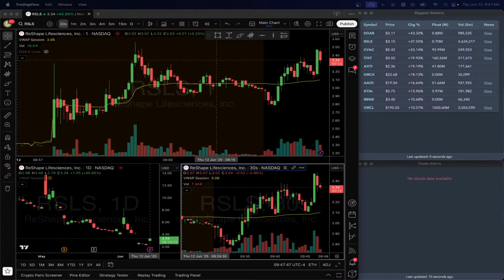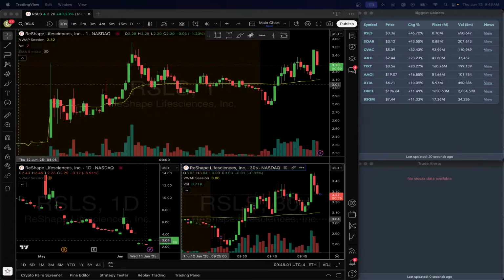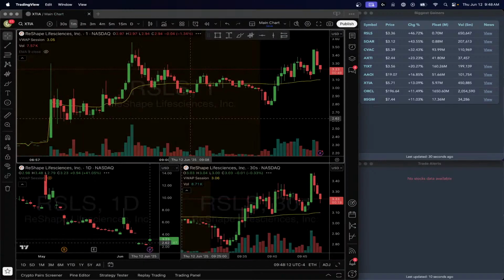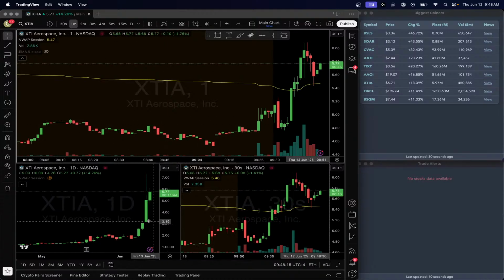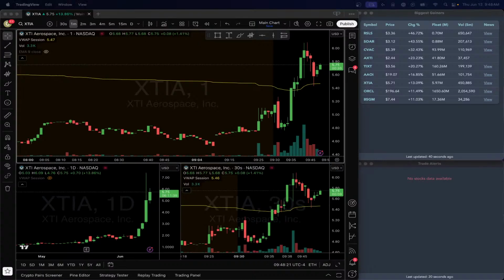I mean, SOAR is just not moving. AAO, yeah, I'm just going to get rid of that on the other chart. We got CVAC. That's not moving either. We got TIXT. Yeah, that's not really moving. XTIA, that showed up like a day or two ago. XTIA might be a good one. Yeah, see, on the daily, yesterday was good. We got like a 5 cent spread on that.